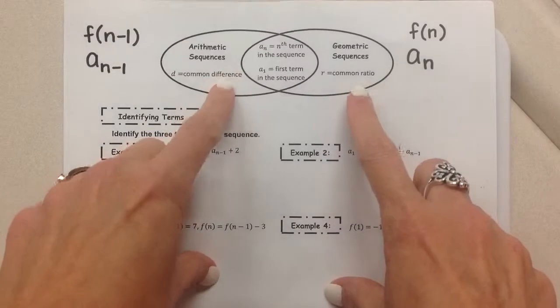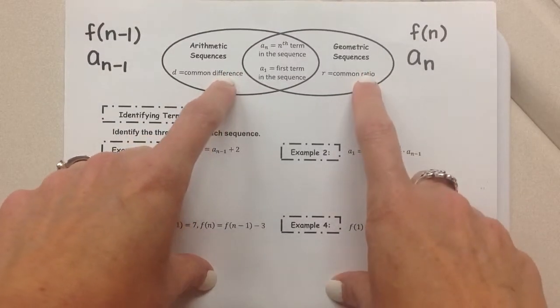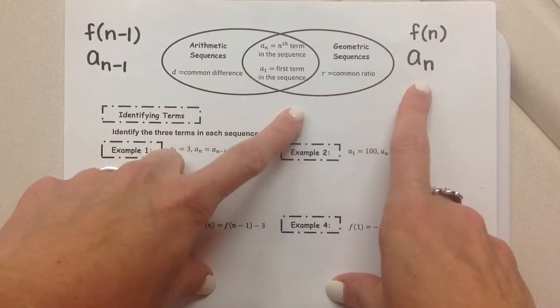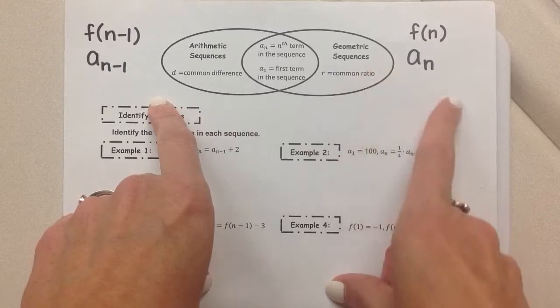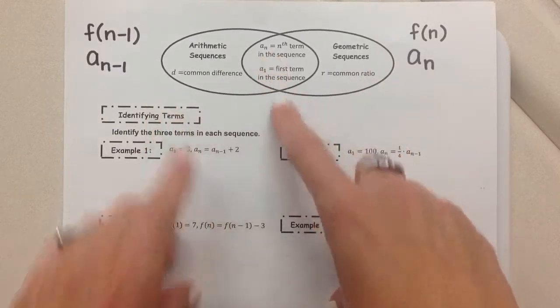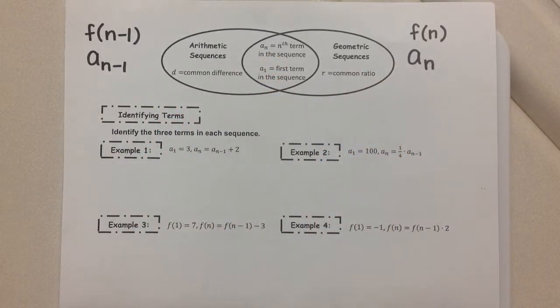And remember, if you want to find the difference or the ratio for the sequences, you're going to start at the end and you're going to work backwards. For difference, you're going to subtract. For ratio, you're going to divide. And some notations, some things you're going to have to recognize.